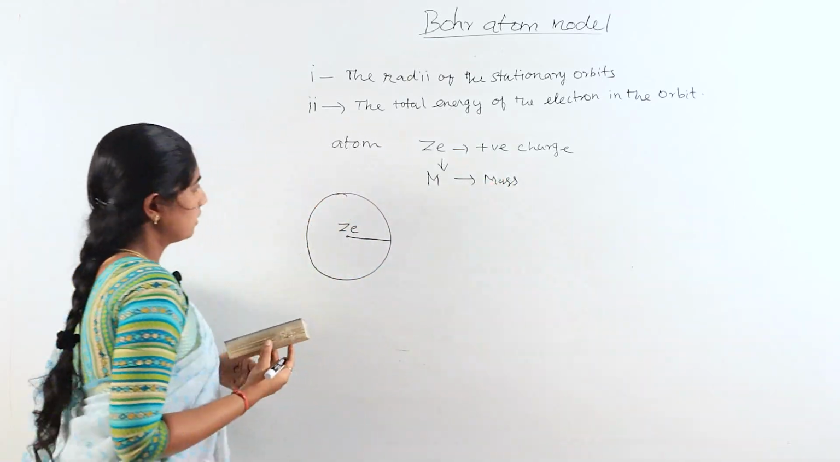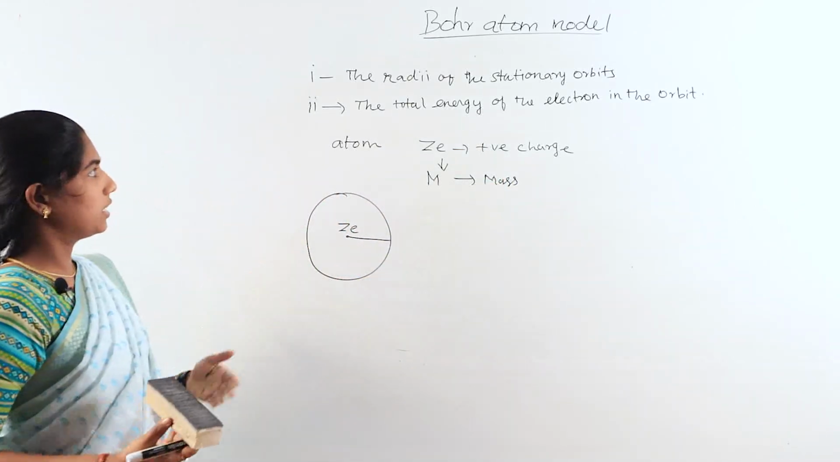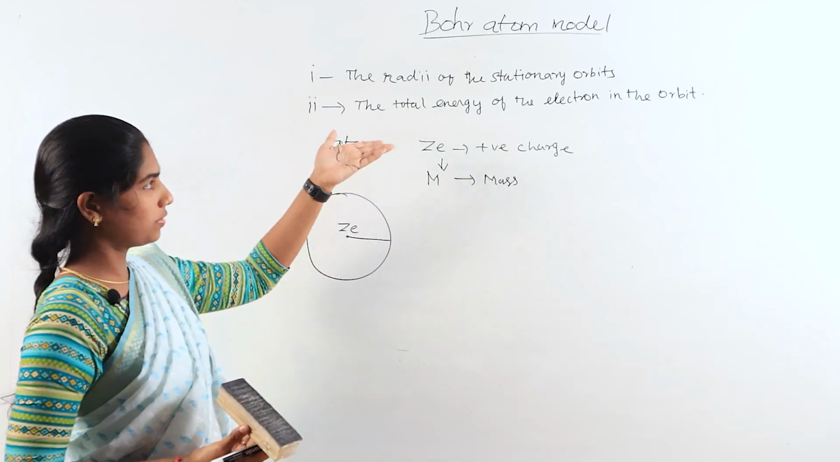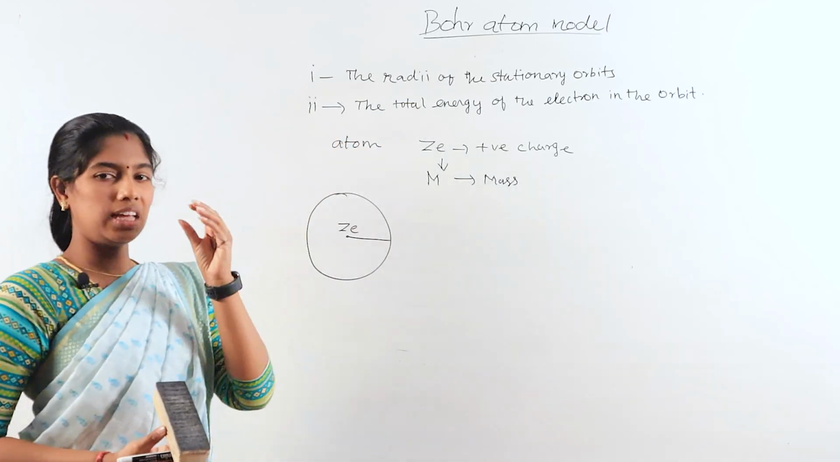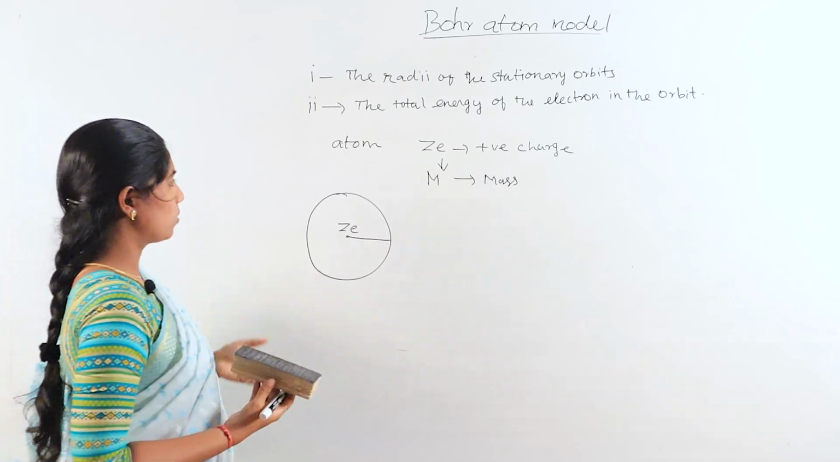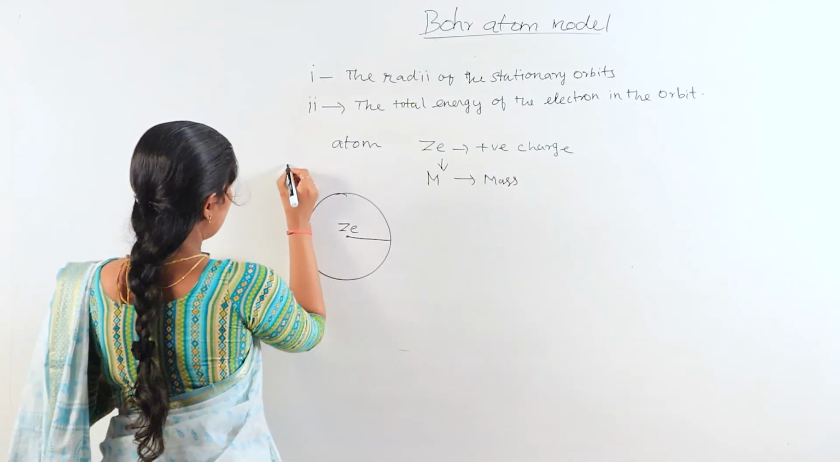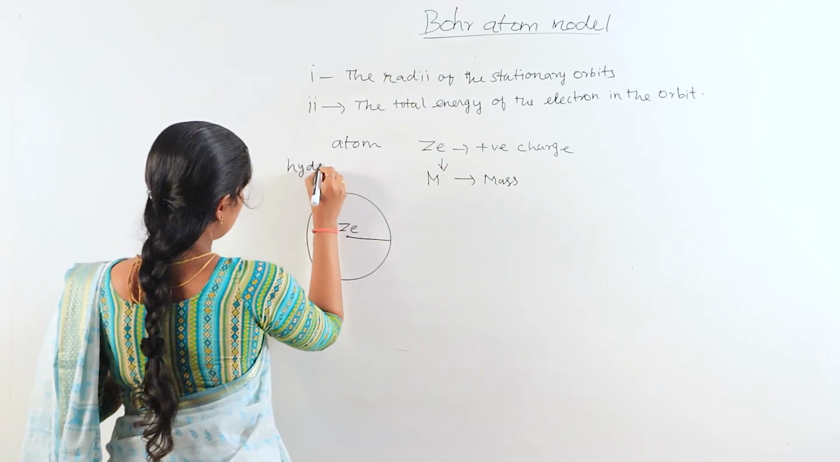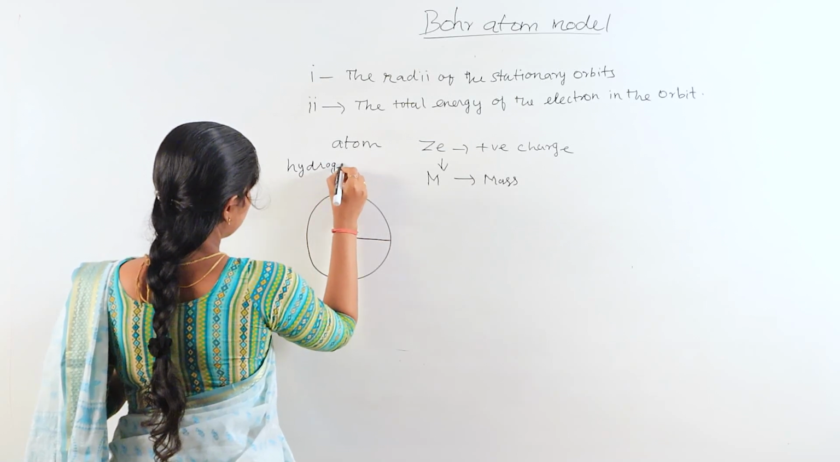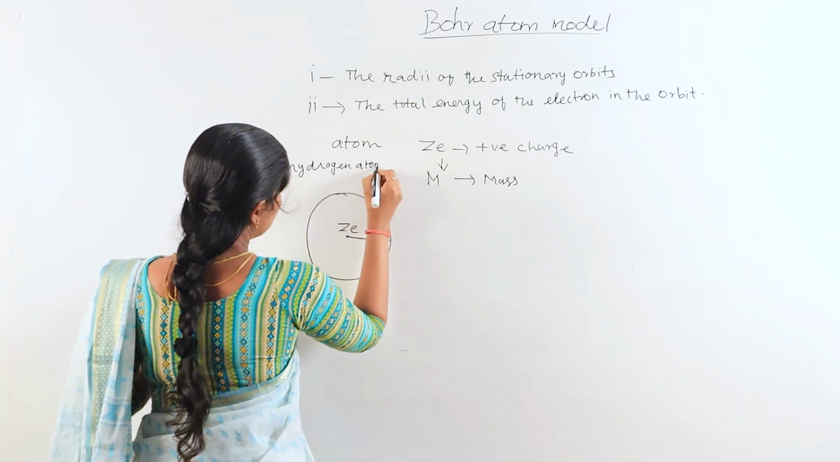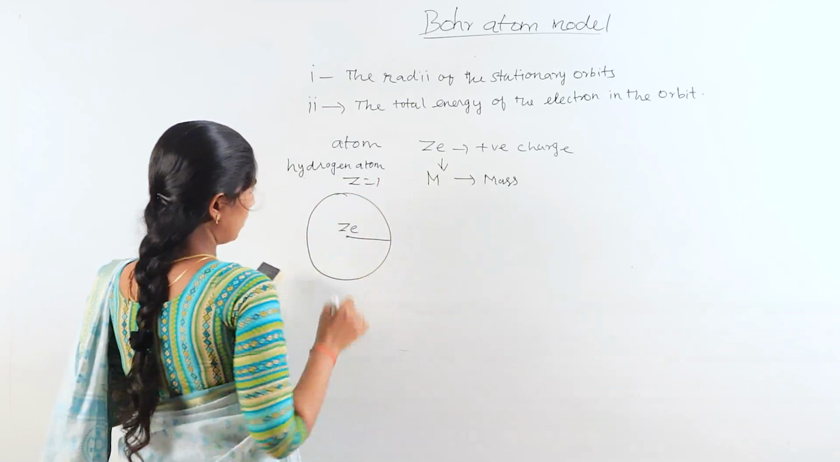Okay. So for hydrogen, I'm going to explain the radii of the stationary orbits. For that I'm going to take one simple example, the hydrogen atom, where Z is equal to 1.